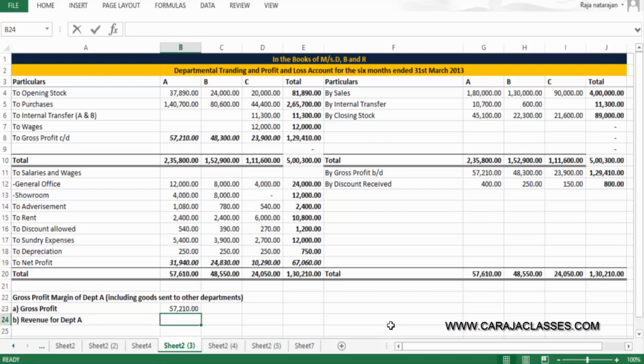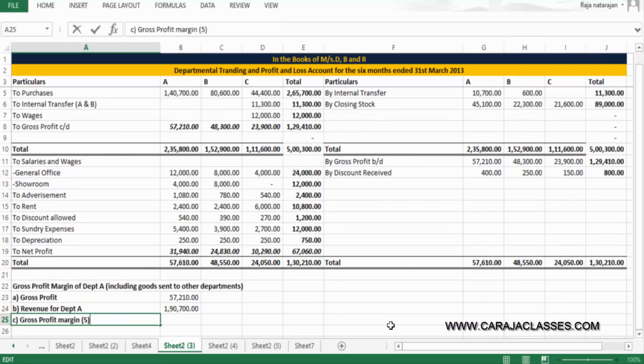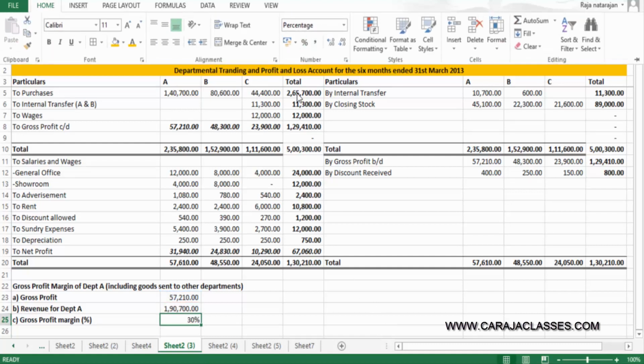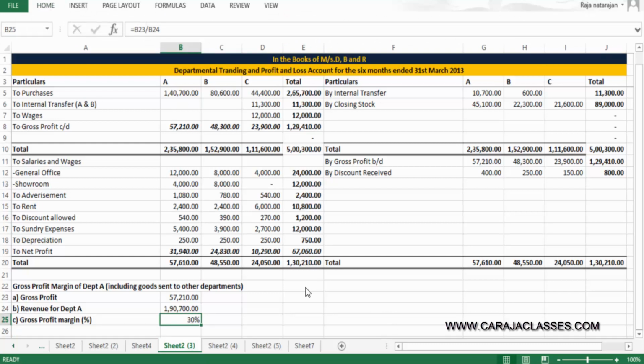Okay, and the revenue for Department A is 1,80,000 plus 10,700, so 1,90,700. So gross profit margin, if I express that in percentage, it's going to be 57,210 divided by 190,700. Let me convert this to percentage, so it's 30%.